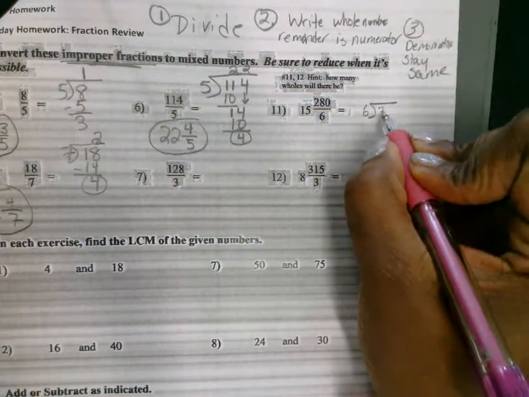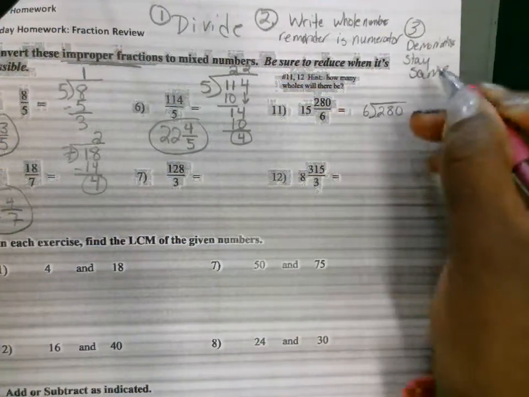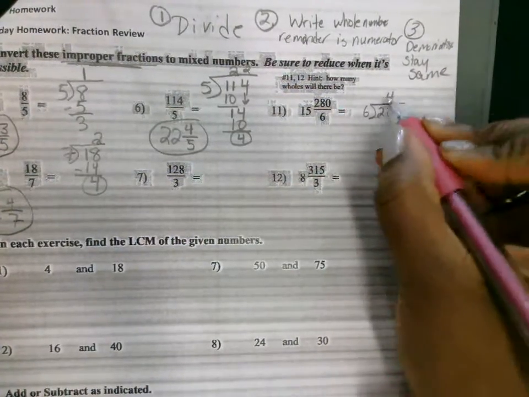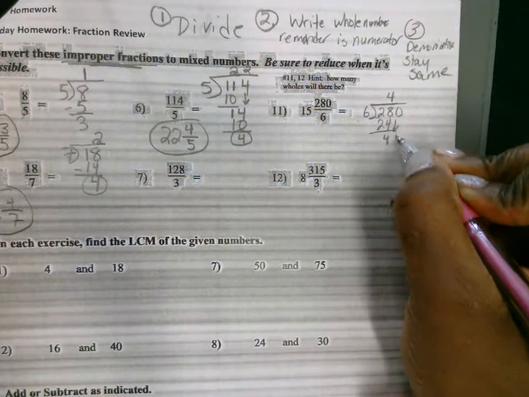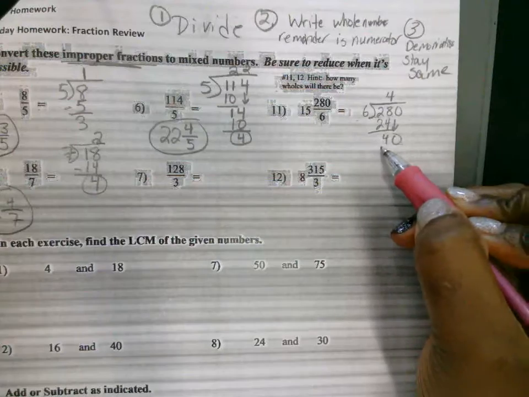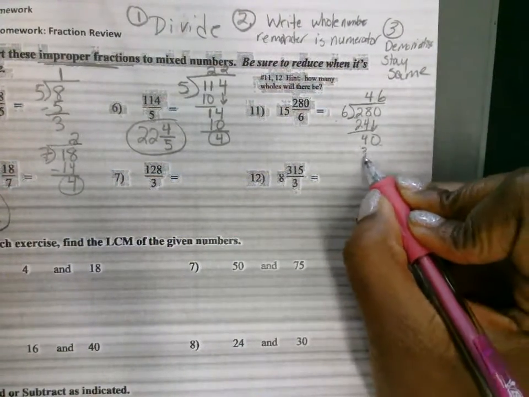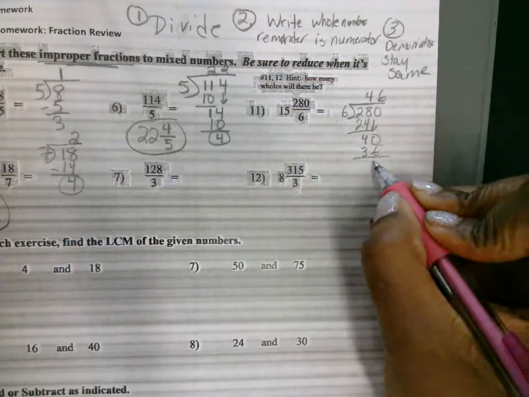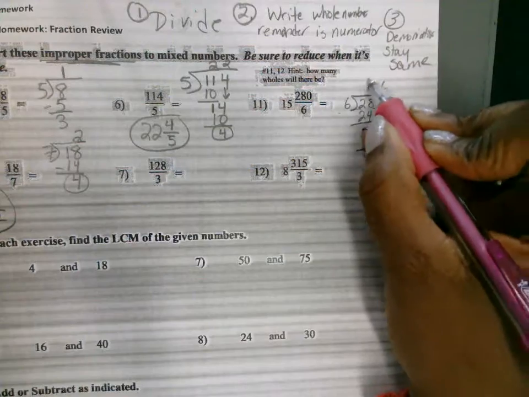So 6 goes into 2, it won't, but 6 goes into 28. 6 goes into 28 4 times. 4 times 6 is 24. Bring down the 0. How many times will 6 go into 40? 6 goes into 40 6 times. 6 times 6 is 36. 4 remaining. So our whole number is 46.